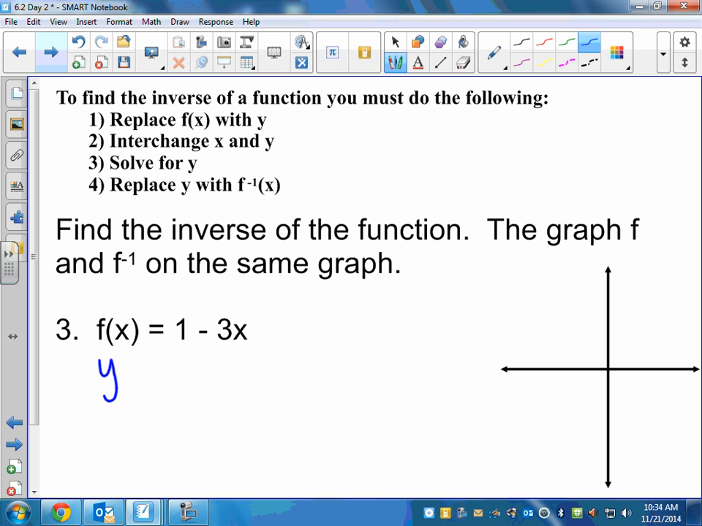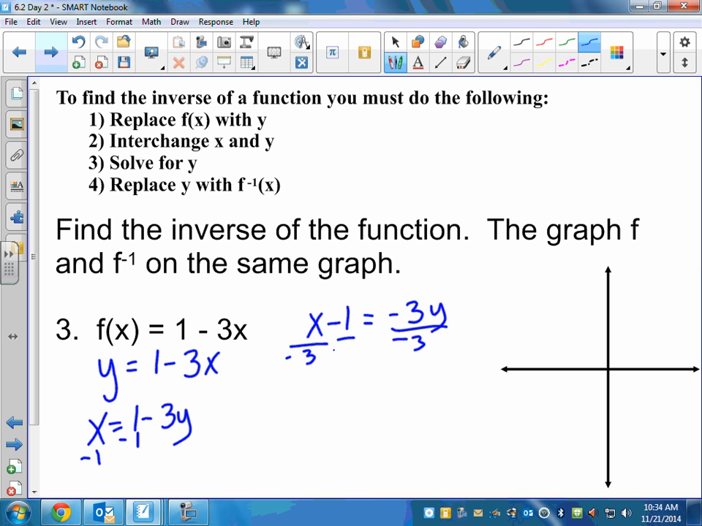So this is the same as saying y equals 1 minus 3x. So I'm going to switch it, and I'm going to make that x equals 1 minus 3y. And then you just have to be able to solve that back for y. You have to graph it. So for me, when I see a linear equation, when I solve it back for y, I'm going to write it as mx plus b instead of like the big fraction. But to solve for y, I'm just going to subtract 1. And I'm going to get x minus 1 equals negative 3y. And then I'm going to divide everything by negative 3.